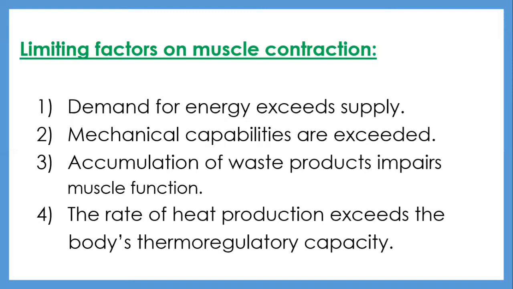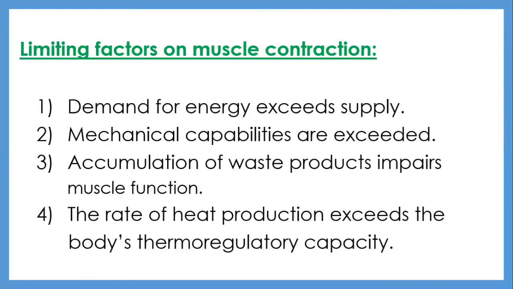And the second limiting factor on muscle contraction, that would be mechanical capabilities are exceeded. Here, the force output of a muscle is finite and depends on the number of contractile elements, or the maximum strength of a muscle is proportional to its cross-sectional area. A task may exceed the muscle's mechanical capacity. Strength training increases the cross-sectional area of a muscle and the ability to recruit muscle fibers to carry out muscular work.